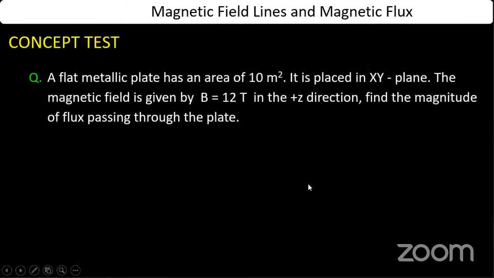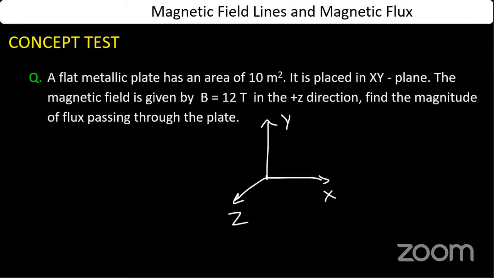Okay, cool. So I have a concept test for everyone. Please try to answer. A flat metallic plate has an area of 10 meters square and is placed in the XY plane. The magnetic field is given by B equal to 12 Tesla in the positive Z direction. Find the magnitude of flux passing through the plate. So let me give the situation. Let me consider the X, Y, and Z axes.